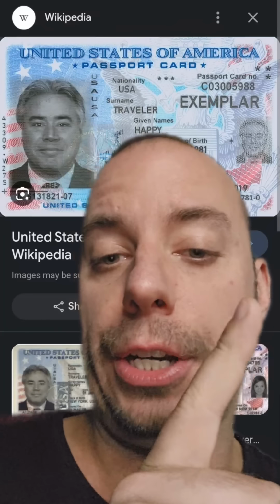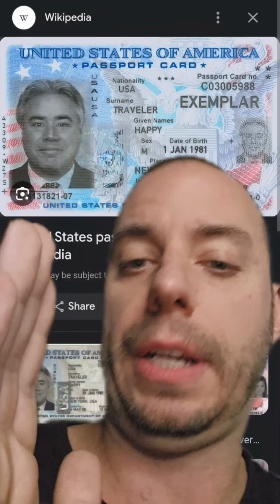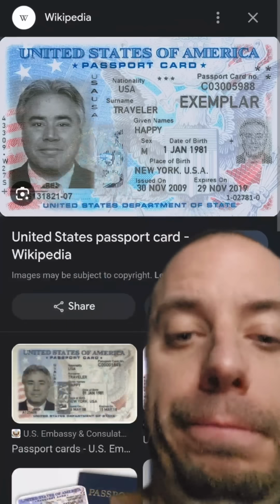Commerce is within their jurisdiction, non-commerce is not. So you ask me, well, how do I operate these vehicles and do these various things outside of commerce? The answer is a passport card.